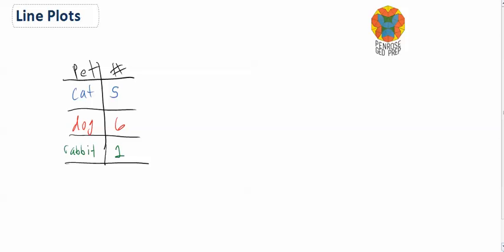When we're creating a line plot, the first thing we do is draw a line. Then, for this table, we write on the bottom the title of the left-hand column, pet. And then for each type of pet, we make a little mark on the line. So there's a mark for the number of cats in the neighborhood, a mark for the number of dogs, and a mark for the number of rabbits. And then for each pet owned in the neighborhood, we make a dot.